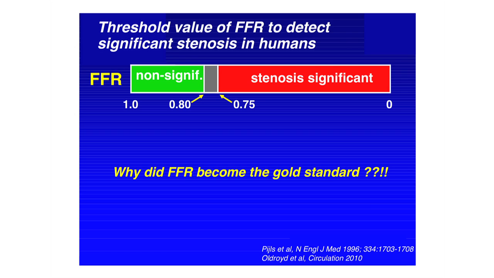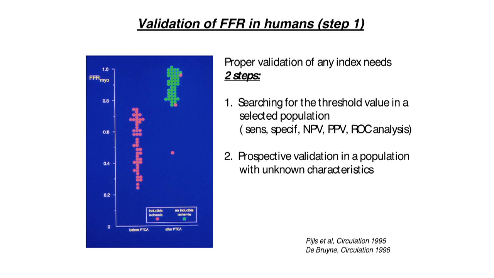You can wonder why FFR became the gold standard, and I would like to go into detail in that a little bit more. In general, if you have any index to be used in humans for decision making and you like to validate a cutoff value, you have to do that in 2 steps. In the first place, you have to search where the threshold should be about. You have to search a threshold value in a selected population. And secondly, you have to validate that prospectively. Let me explain that a little bit further.